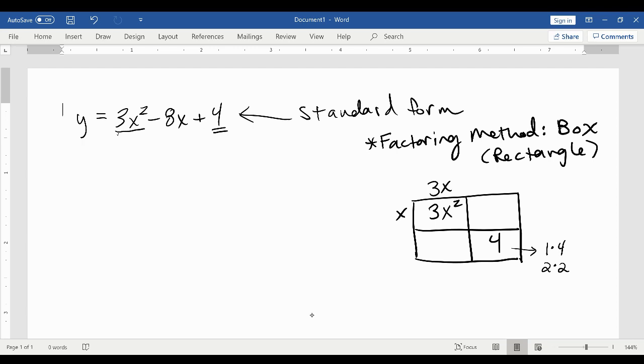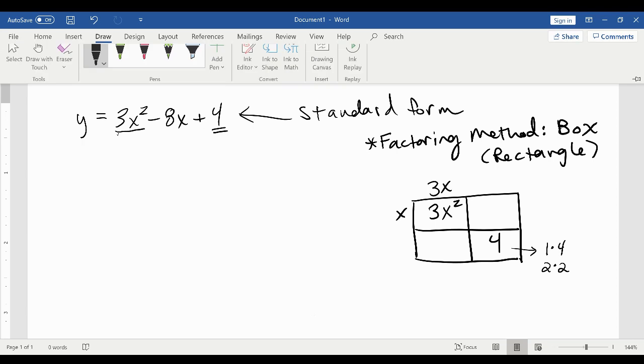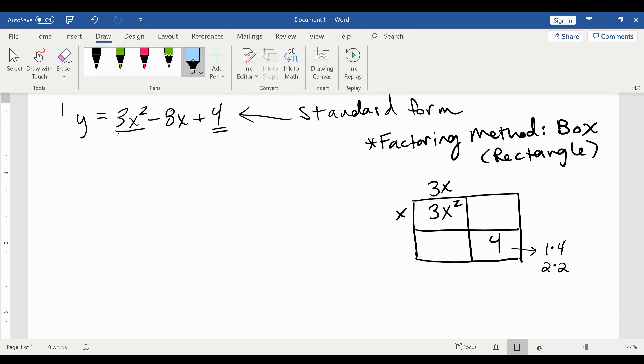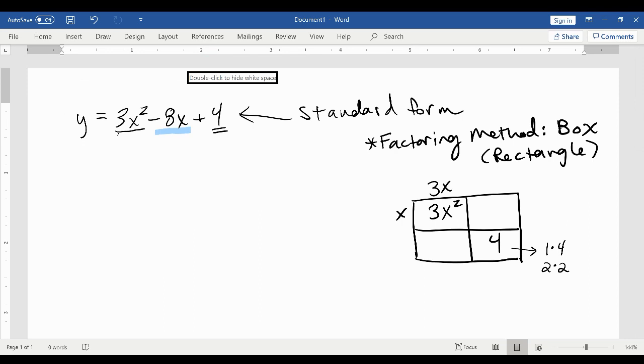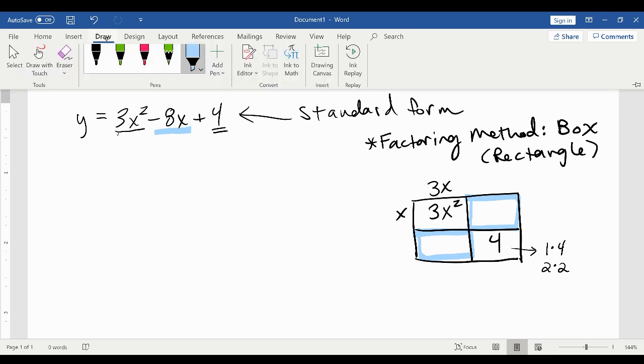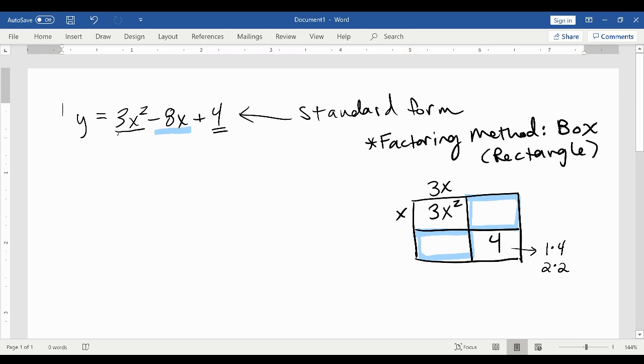So maybe I'll start with the 1 and the 4. So to know which one is going to work, I have to take into consideration this negative 8x in my original equation, because these two boxes need to add up to the negative 8x. So let's go ahead and see if we try the 1 and the 4. I don't know where the 1 goes and where the 4 goes, so I'm just going to pick. So let's say it was 1 times 4.